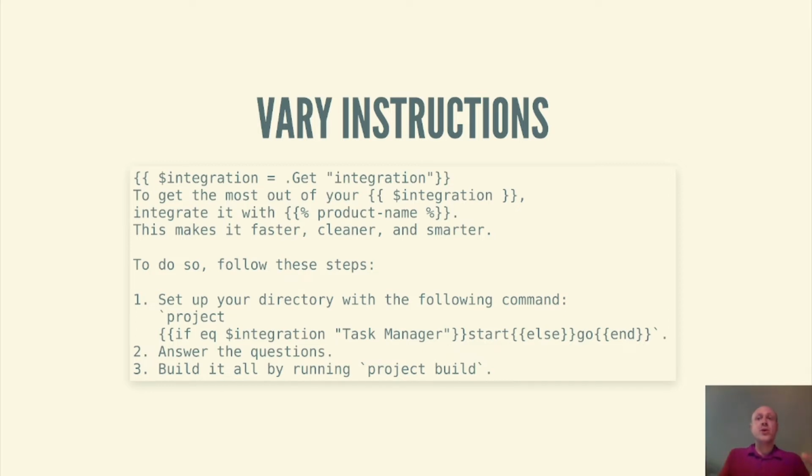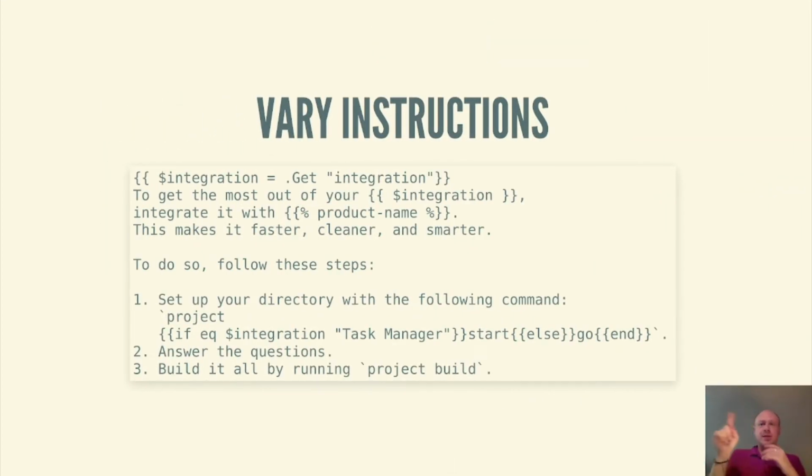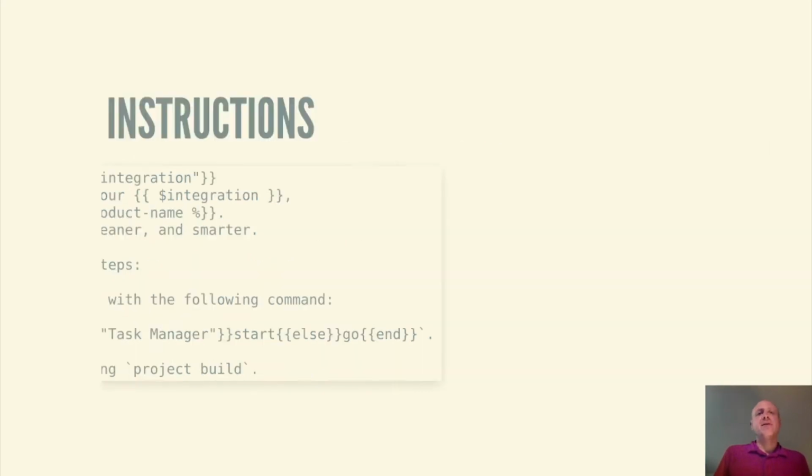So this shows that you can reuse the content in different ways depending on the context in which you are using it, which means you're not just using the same content again, but it can vary based on the context that you are passing it. Now, if you are very familiar with Hugo, you might notice that there is a problem with the syntax that I was using in the previous examples, that you can't use shortcodes inside of other shortcodes. So if I just go back 1 second, in this example at the top, in the third line, it said to integrate it with product name. But that will not parse correctly because you can't use the shortcode inside of the other shortcode.